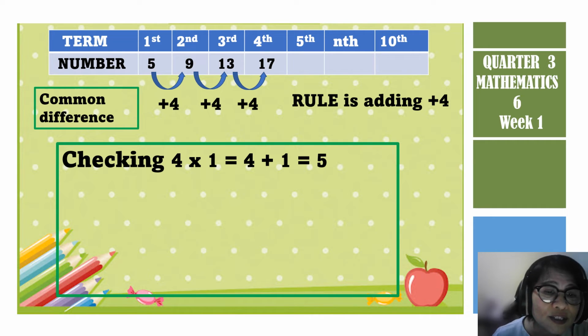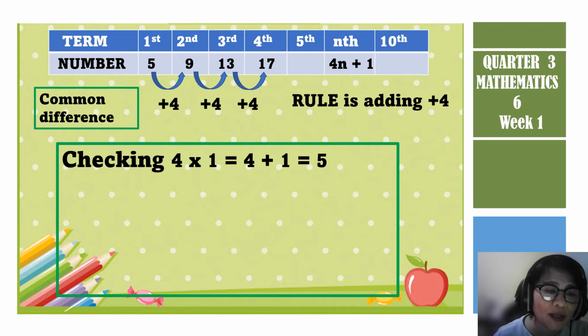So, using the rule, adding by 4 times the first term, we have 4 times 1 is equal to 4. But our answer on the first term is 5. So, what are we going to do with 4? Let us add 1. Para ito ay magiging 5, satisfied tayo sa first term natin. Kaya ang ating rule is not only adding by 4, it is also 4n plus 1. So, ito na po yung ating rule, 4n plus 1.